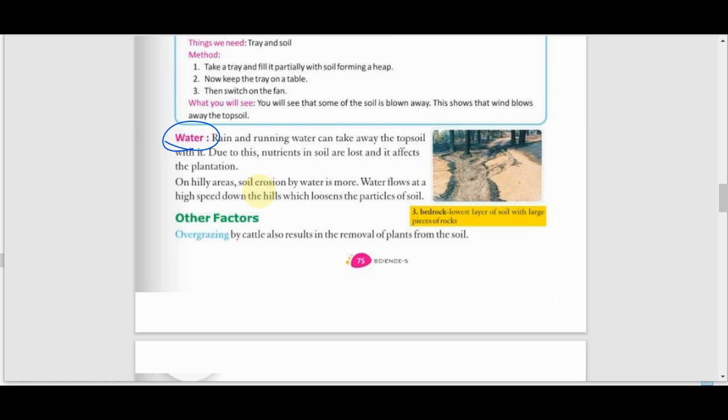So it will affect the soil fertility. It will also cause soil erosion. So I think you got the meaning. Most of the time we have seen this on hilly areas, very frequently, because water causes the soil erosion. Most of the soil particles are just washed out by the water.